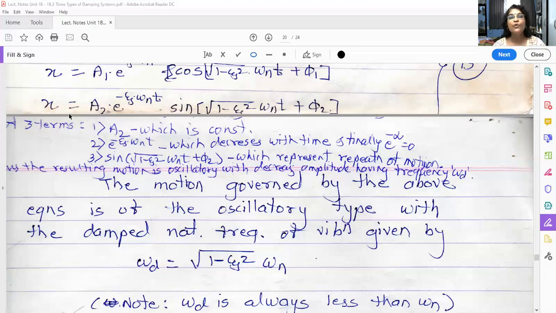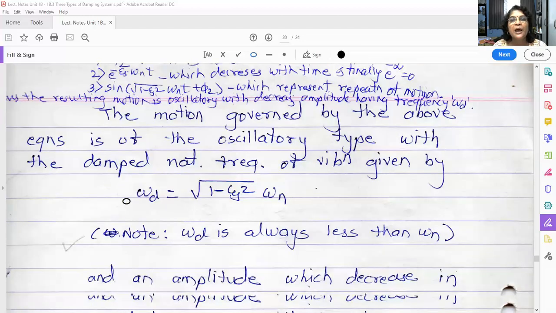Now, next, in today's lecture, we have to determine the values of two constants. One constant is A2 and the other constant is phi 2. And apart from this, we are going to study the physical interpretation of underdamped vibration.